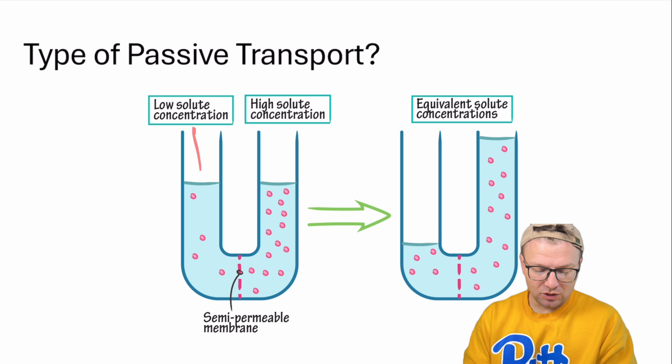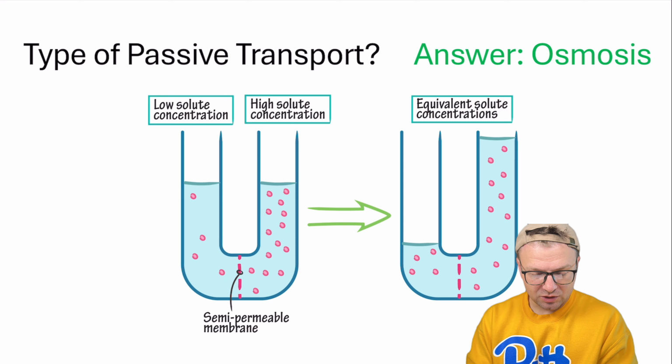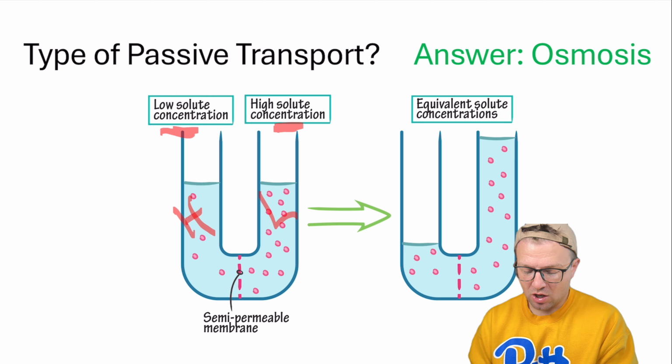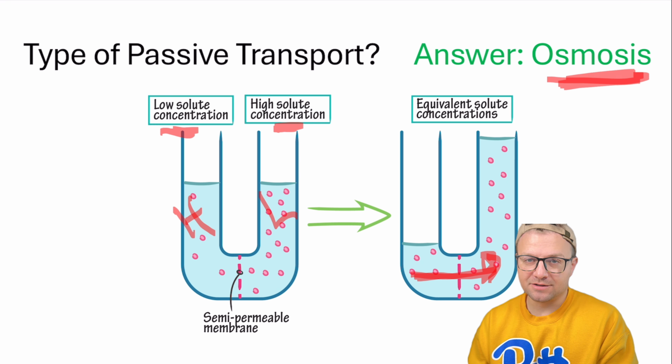Whenever I see these U-tubes, I automatically think osmosis. And if we look here, we're starting out with a low solute concentration and a high solute concentration. That means there's going to be a high water concentration and a low water concentration, which means the water moved from left to right here. And again, we're looking at the movement of water. That is osmosis.